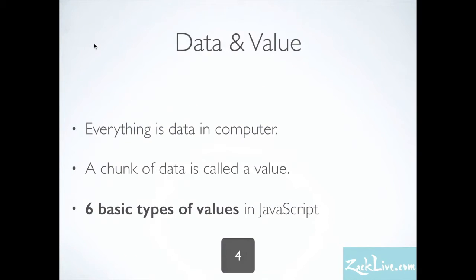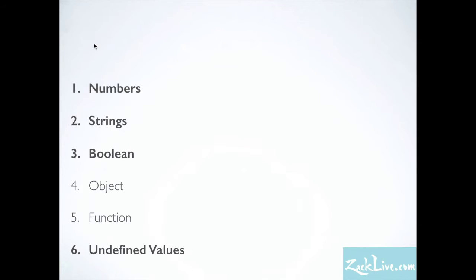The first concept you need to know about JavaScript programming is the concept of data and value. Everything in a computer is data, and we call a piece of data a value. In JavaScript, there are 6 types of values. They are numbers, strings, Boolean, object, function, and undefined values. We will go through all of them. In the first chapter of Eloquent JavaScript, we'll talk about numbers, strings, Boolean, and undefined values.